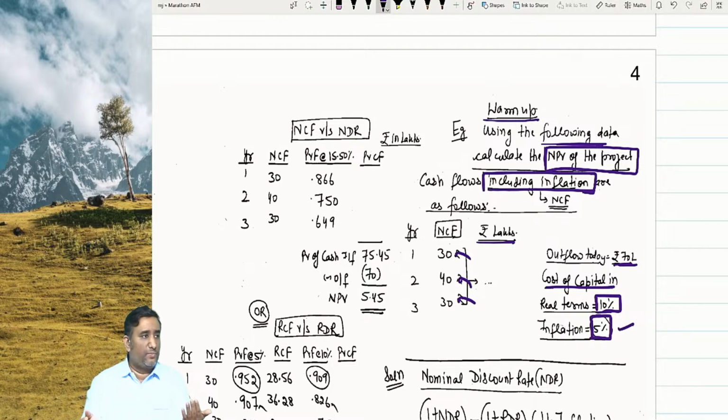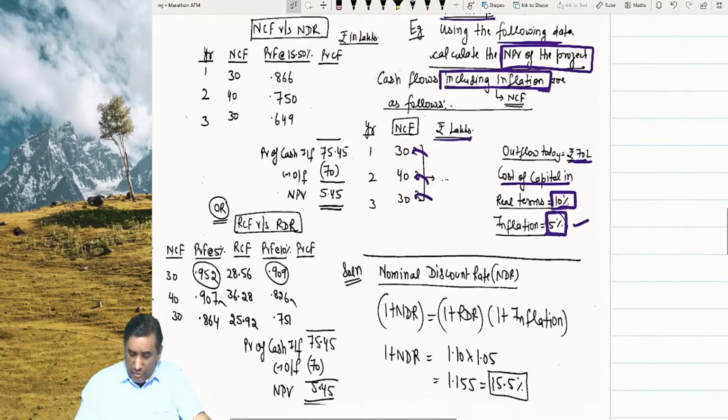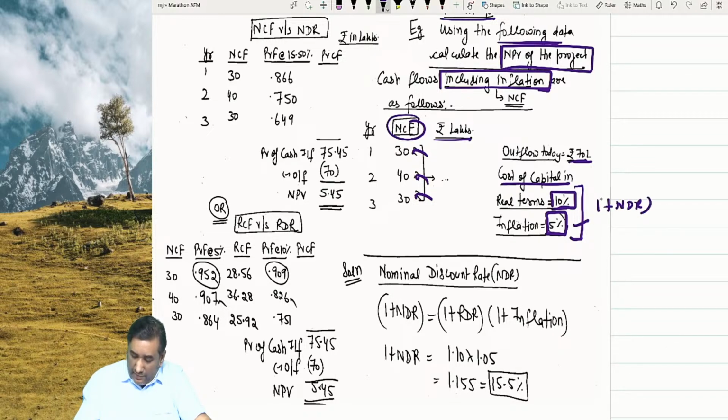Again, you cannot simply assume nominal and solve this smaller question unless some other data points are there. So what we do is two ways of solving. These are what cash flows? Nominal. I can convert this rate using the formula: 1 plus nominal discount rate should be equal to what? 1 plus real discount rate into 1 plus inflation.